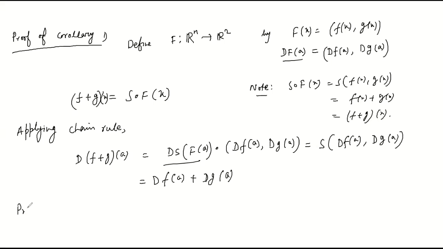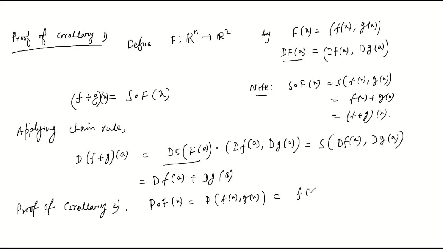So now the proof of corollary 2. Here the proof is similar. P is the product function from R^2 to R. So P composed with F of x equals P of (f(x), g(x)), which is f(x) times g(x), and this is equal to (f times g) of x. Therefore, f times g of x equals P composed with F at x.